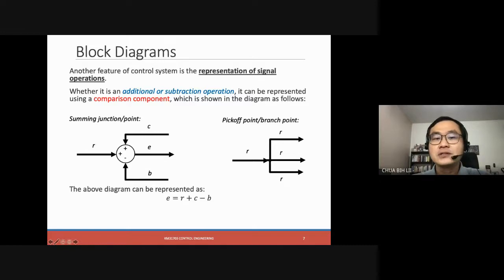The second type of signal flow operation would be a pickoff or branching point, where you go to one point and you split into multiple points. When you split, this signal will have equal values and split into three separate operations. So the value would be the same, R, regardless of how many branches you have.